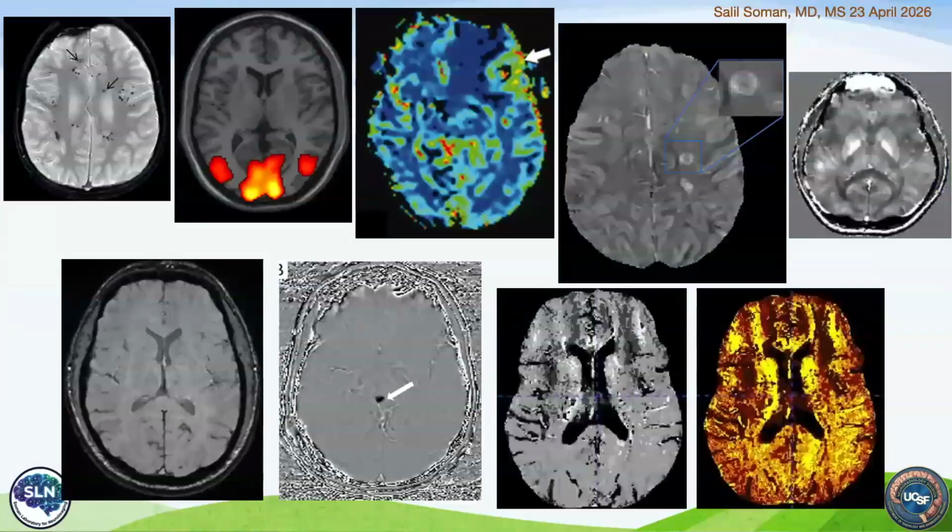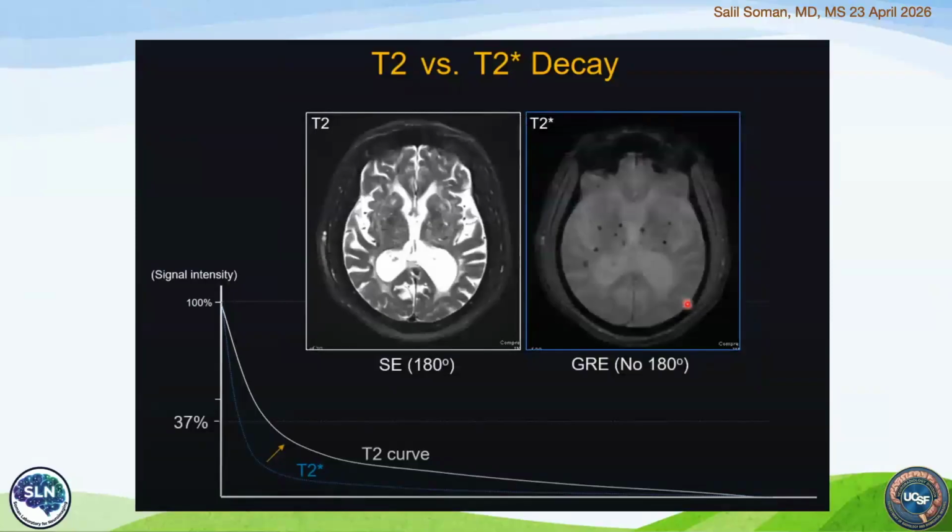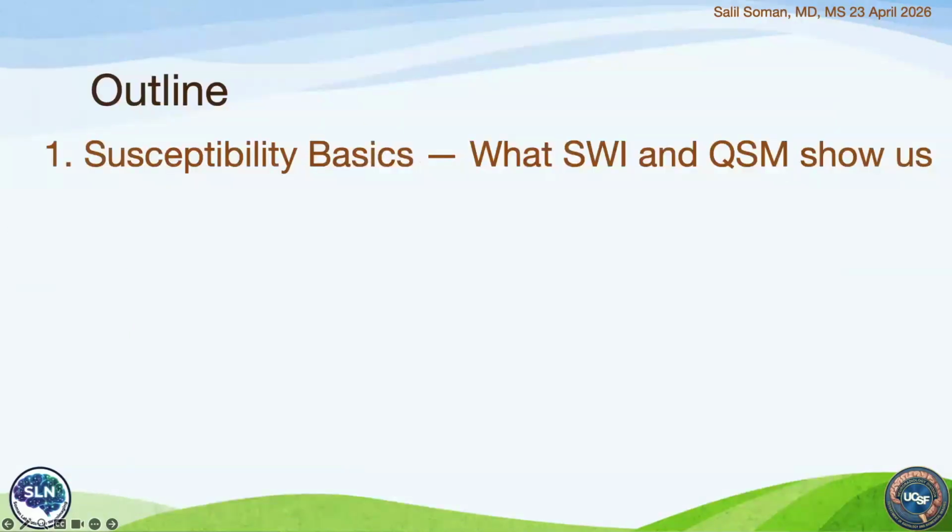Hopefully people can appreciate that these images all look different despite being of the brain. They do have an underlying commonality, though. When you may have heard of T2 for MRI, there's this other feature called T2 star, which is what all these images draw from. So with that background, we're going to cover some basics of susceptibility imaging.